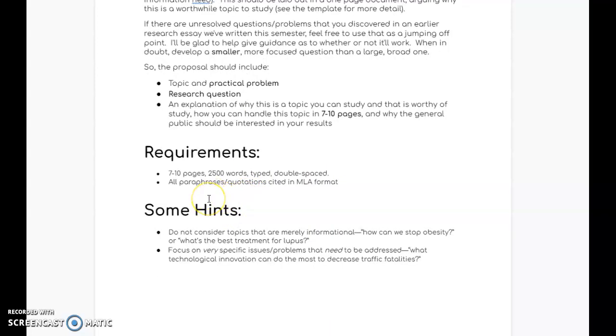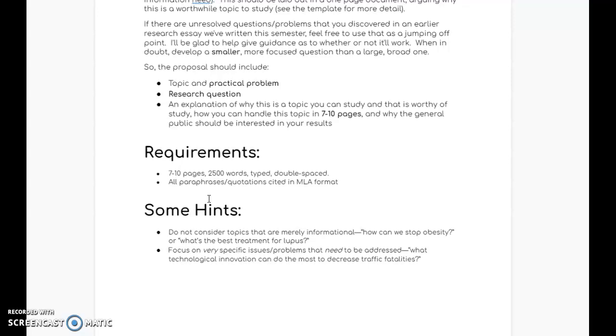All right, so some hints. Again, trying to get us away from informational things, a lot of things that people think are investigative are actually informational. So, how can we stop obesity? Well, it seems like it could be investigative. It's a question. It's not just like what elephants eat. But we know the answer to this. More exercise, better diet, right? Those two things we know will basically stop obesity. That answer is known.